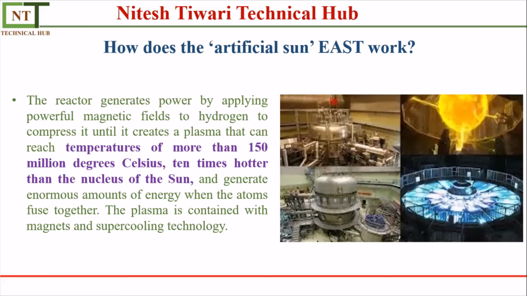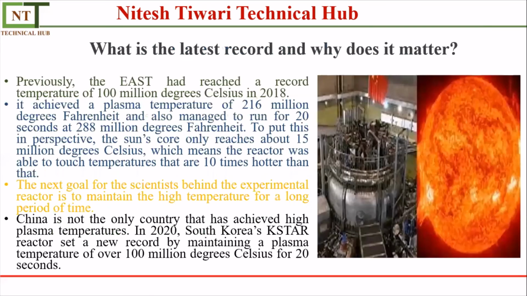Why? Because if the plasma touches the wall of the nuclear reactor, then the temperature is obviously going to go down. And if the temperature goes down, then the nuclear fusion reaction is going to end. So the main target is to keep the plasma away from the wall of the nuclear reactor, so the nuclear fusion process will happen continuously.